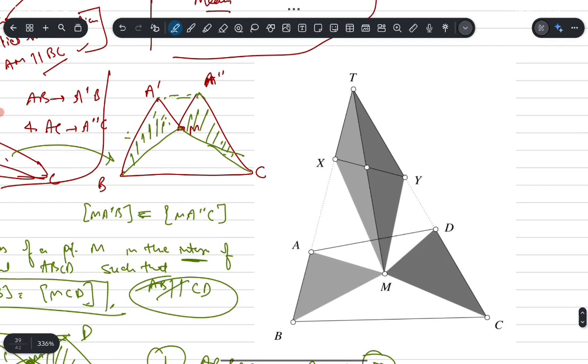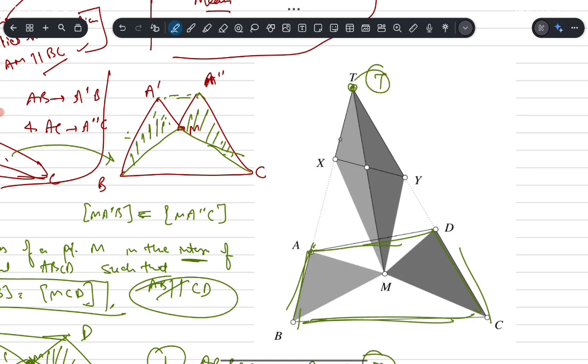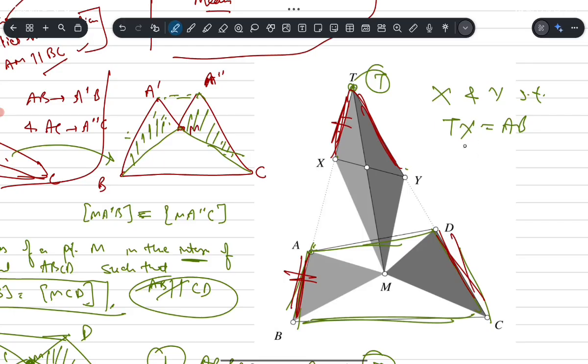If you see, we have this quadrilateral ABCD, and we extended AB and CD such that they're intersecting at T. What else are we doing? We're marking X and Y such that TX equals AB, these two lengths are equal, and TY equals CD. In other words, we are translating AB to TX and CD to TY.